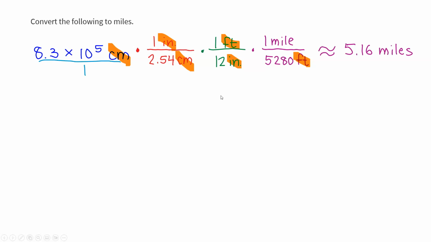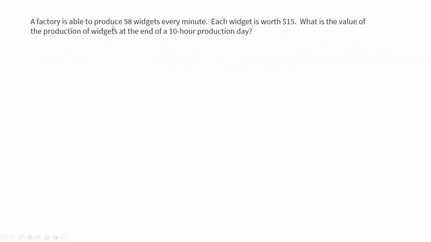This can be done in situations where you're going from a unit of measure that deals with rates of change as well. So in the next example, you're told a factory is able to produce 58 widgets every minute. Each widget is worth $15. What is the value of the production of widgets at the end of a 10-hour production day? So they have some conversions here. You have 58 widgets for every minute. You have $15 for every widget.